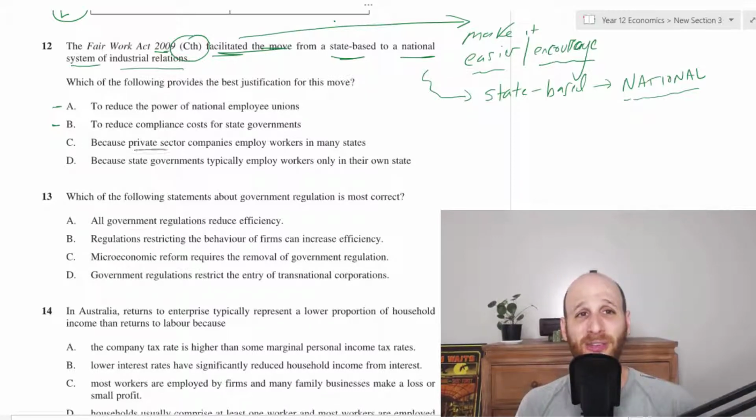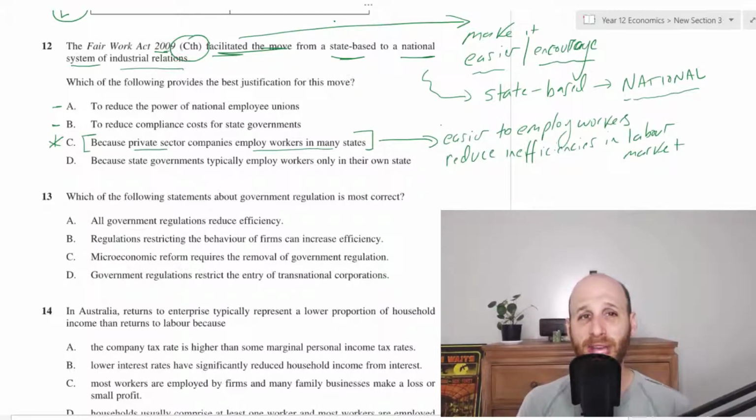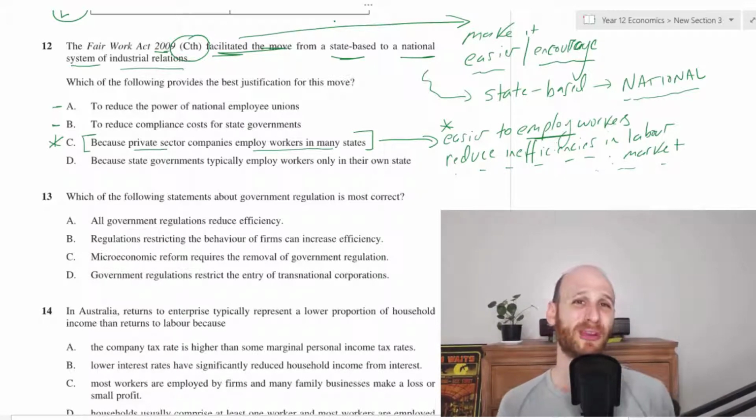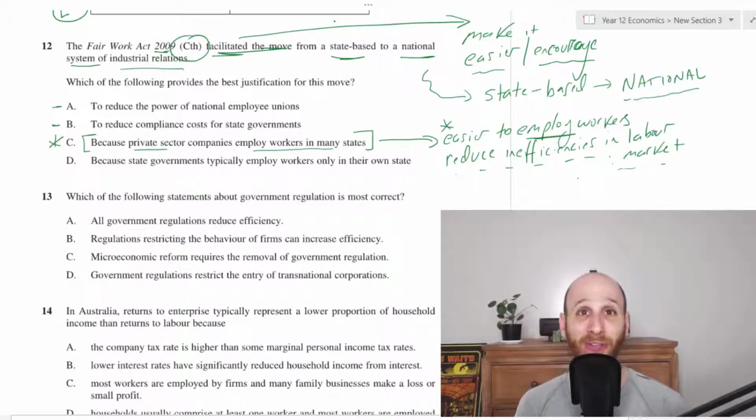Because private sector companies employ workers in many states. Now that seems interesting to me, because if I'm a private sector company with a whole bunch of state-based systems, that's very annoying because they're different. If there is a move to a national system, it will make it easier to employ workers and reduce inefficiencies in the labour market, because firms don't have to deal with all these state-based policies, they've just got one set of regulations. So that looks good to me.